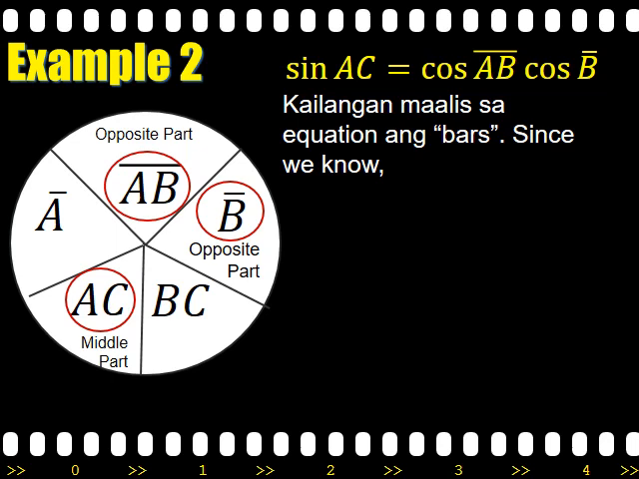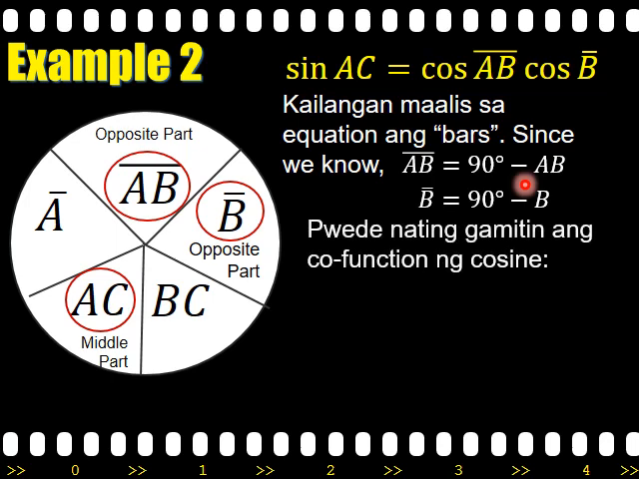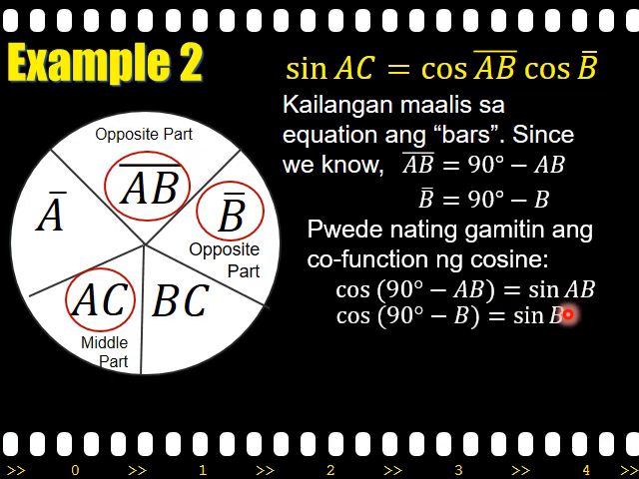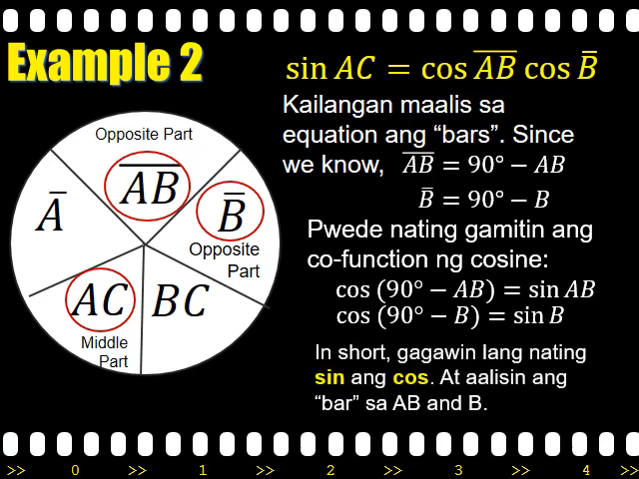Like before, we need to remove the bars from the equation. Since we know that AB bar is equal to 90 degrees minus AB, and B bar is also equal to 90 degrees minus B, we can use the cofunction of cosine. What is the cofunction of cosine? It is sine. So cosine of 90 degrees minus AB becomes sine AB, and cosine of 90 degrees minus B becomes sine B. In short, we just change cosine to sine and remove the bar from AB and B.